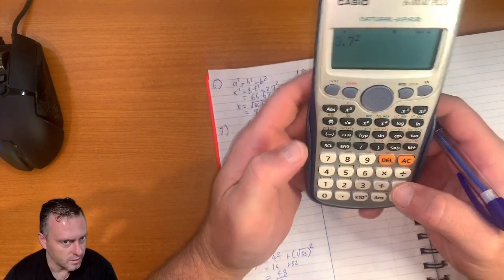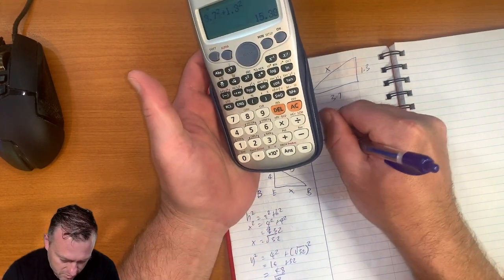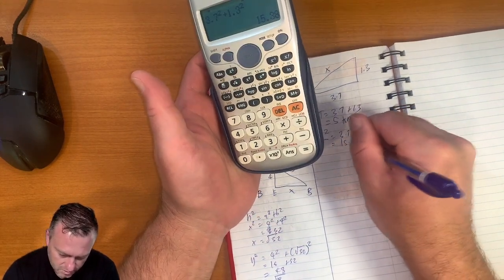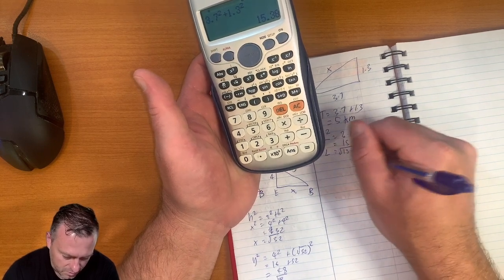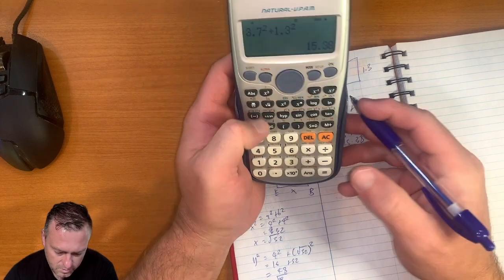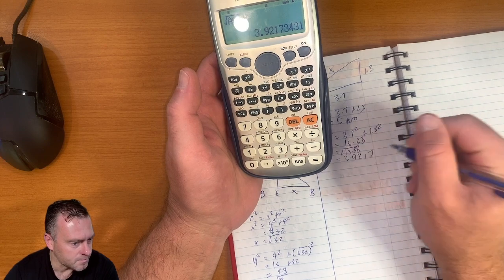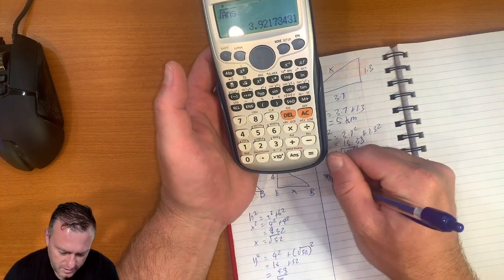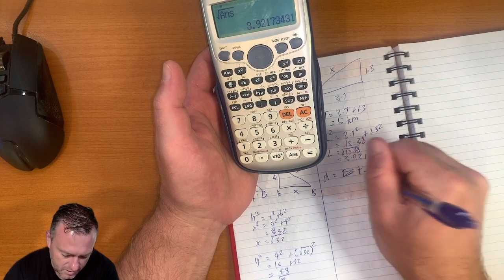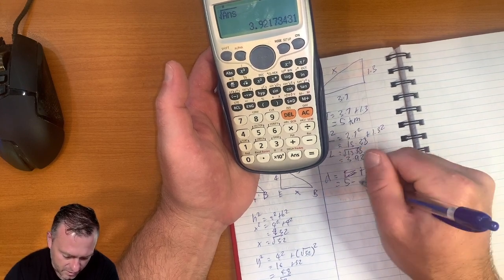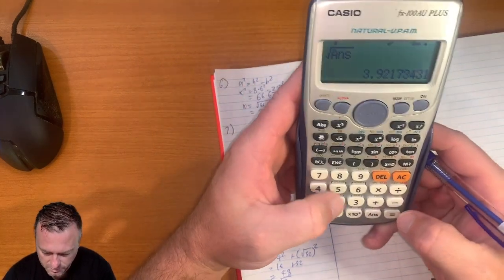7 squared plus 1.3 squared. Sorry, Lauren's squared equals 15.38. So Lauren's distance equals the square root of 15.38, which equals 3.9217. So then the difference is equal to Tim's minus Lauren's. So that equals 5 minus 3.9217. So we're going to go 5 minus the answer.